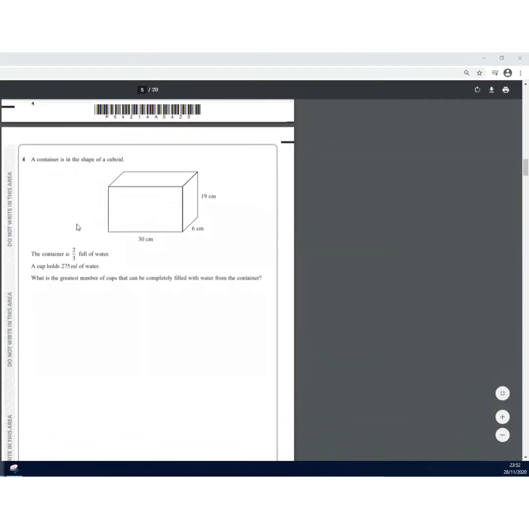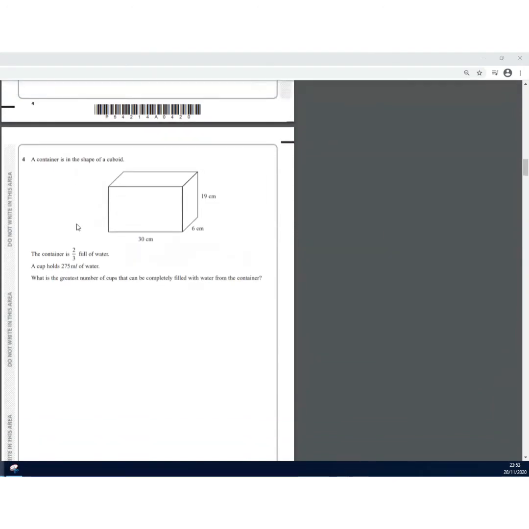Okay, in question number 4, they've given us a container which is a cuboid shape. It says the container is 2/3 full of water. The cup holds 275 milliliters of water. And they want us to find out the greatest number of cups that can be completely filled with water from the container.